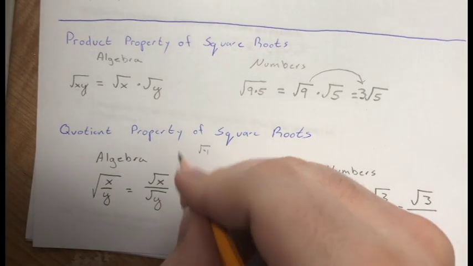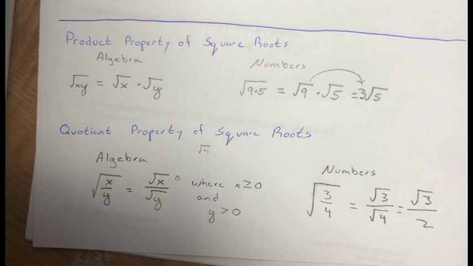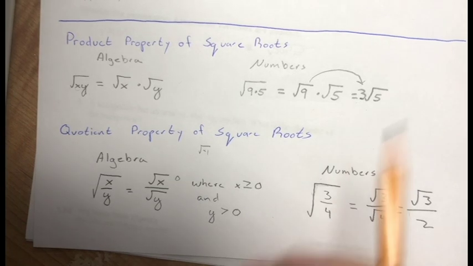So I could possibly get a zero if x is zero. So that's okay. But look at this. y has to be greater than zero. We can't make it equal to zero. Why is that the case?